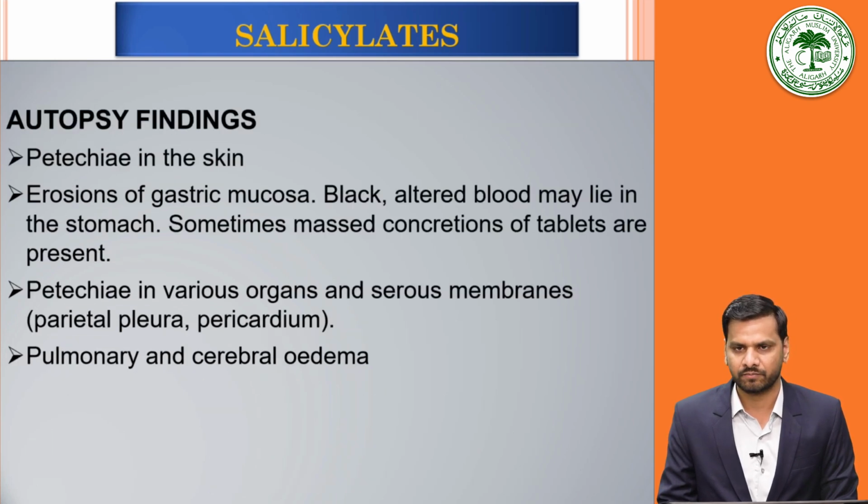Autopsy findings. There will be petechiae in the skin. There will be erosion of the gastric mucosa. Black altered blood may lie in the stomach, and sometimes masses of concreted tablets are present. Petechiae are seen in various organs and serous membranes, that is parietal pleura as well as pericardium. And lastly, there will be presence of pulmonary as well as cerebral edema.